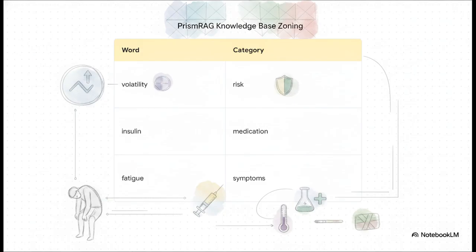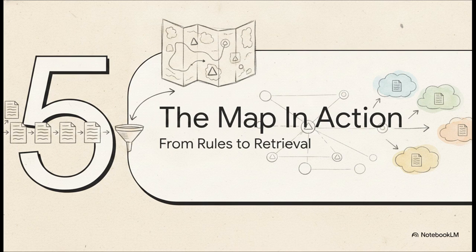Insulin always stays in medication. Fatigue always stays in symptoms. You're encoding your human intent into hard rules, so the software executes it consistently, every single time. No exceptions. Let's see this come together.